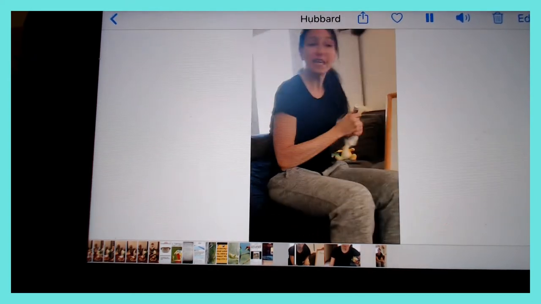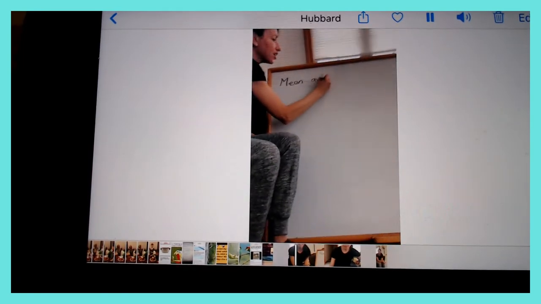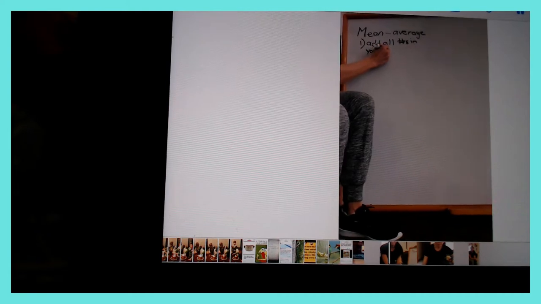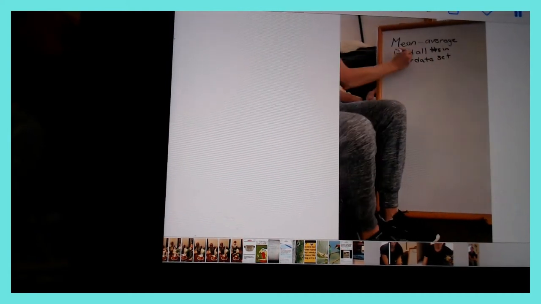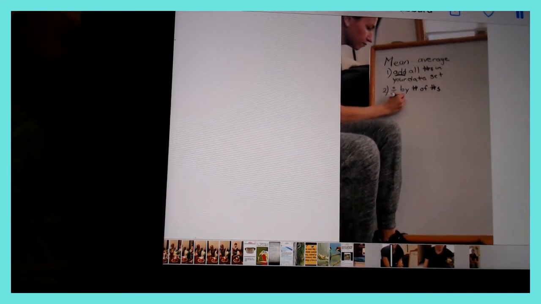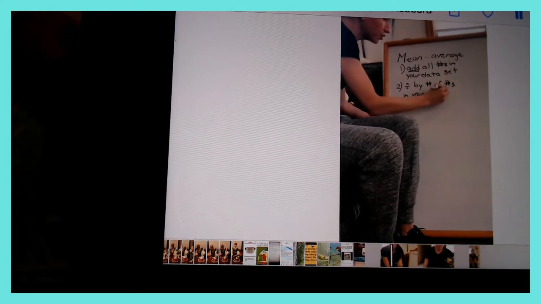Okay, so the mean. The mean is your average. So this is what we actually give you for a grade. It's the exact middle of what you get. It's all your test scores. We add them together and see what is the actual middle of everything. And that's what we put on a report card. So to find the mean, there are two steps. Step number one is add all the numbers in your data set. And then step two is we're going to divide by the number of numbers in your data set.